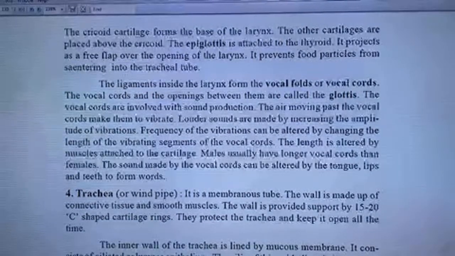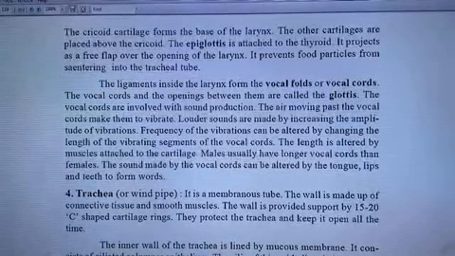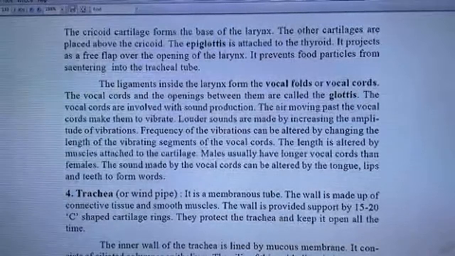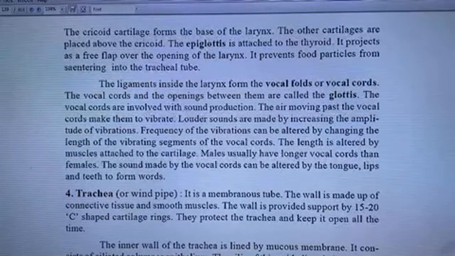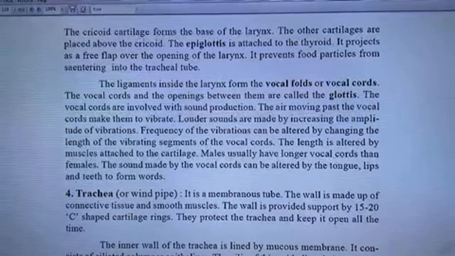The ligaments inside the larynx form the vocal folds or vocal cords. The vocal cords and the openings between them are called the glottis. The vocal cords are involved with sound production. The air moving fast makes the vocal cords vibrate. Louder sounds are made by increasing the amplitude of vibration. Frequency of the vibration can be altered by changing the length of the vibrating segments of the vocal cords. The length is altered by muscles attached to the cartilage.